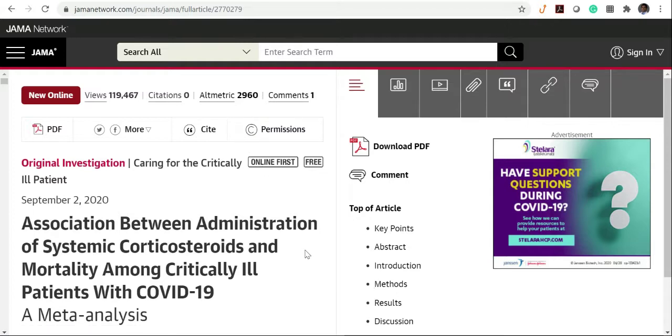This article is a systematic review and a meta-analysis looking at the administration of systemic corticosteroids and mortality rates in COVID-19 patients. So this looks at two aspects, the efficacy and safety of this drug administration, but only looking at the corticosteroids. So the dexamethasone aspect is what we are looking at in our study, and we will be looking at three other medications as well.